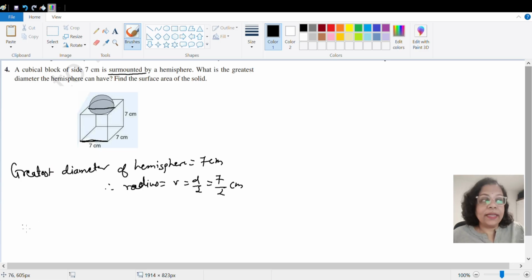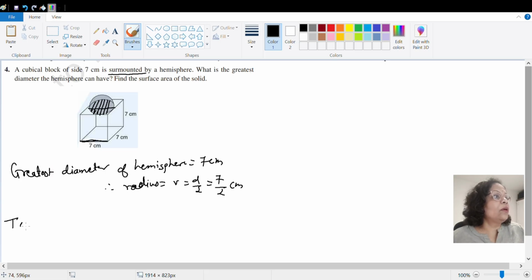So pay attention here. Now this surface area will be the surface area of this cube which is there below, plus the surface area of that top hemisphere. But you have to subtract the surface area which is lying there on the bottom side. Why do we have to do this? Because it is surmounted, so it is not there inside. That's why we have to subtract that.